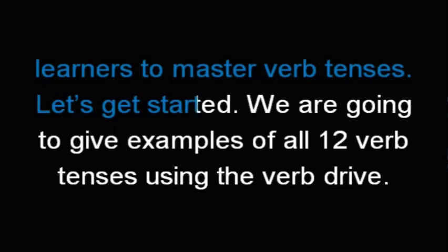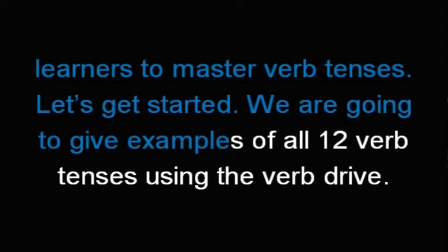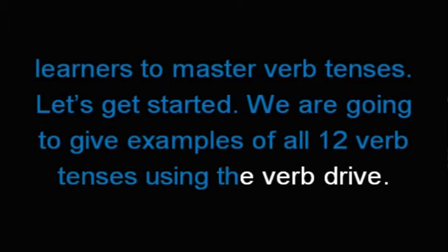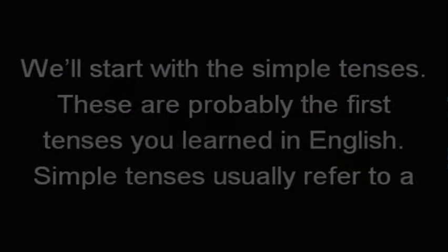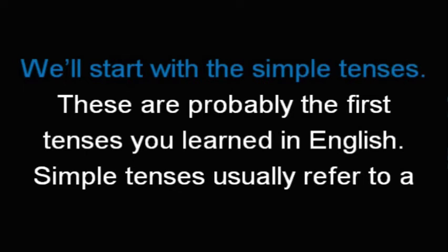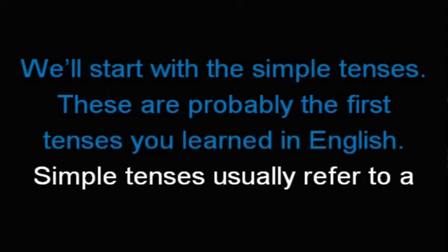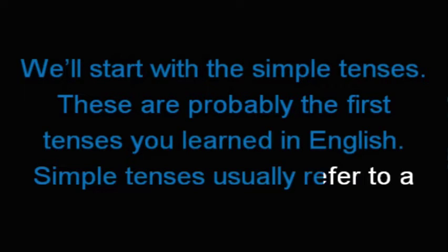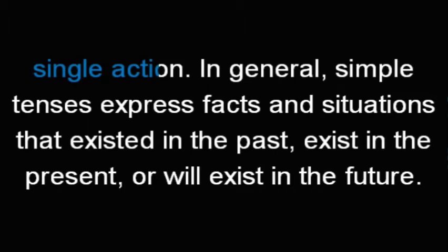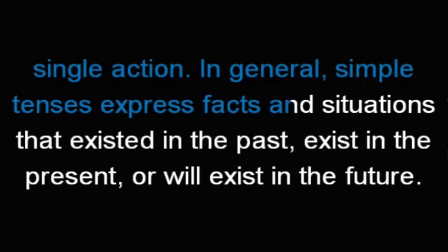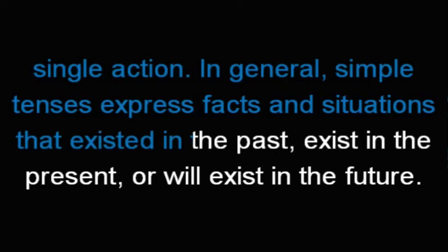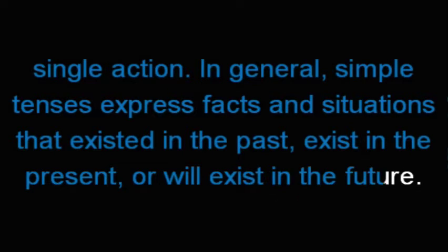Let's get started. We are going to give examples of all 12 verb tenses using the verb drive. We'll start with the simple tenses. These are probably the first tenses you learned in English. Simple tenses usually refer to a single action. In general, simple tenses express facts and situations that existed in the past, exist in the present, or will exist in the future.